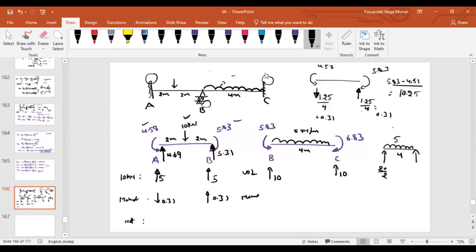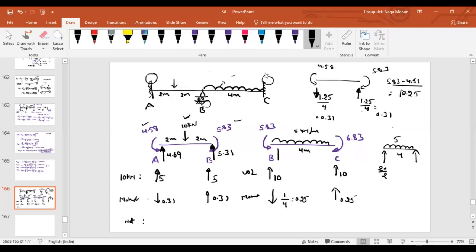Now look at the moments. On the left side it is 5.83 anti-clockwise, on the right side 6.83 clockwise. So what is the net value? 6.83 minus 5.83, nearly 1, trying to rotate your beam in the clockwise direction. That means your support reactions should be in the anti-clockwise direction. For anti-clockwise, this should be downward and this should be upward. So what is the magnitude? 1 divided by the total length 4, that will be 0.25.